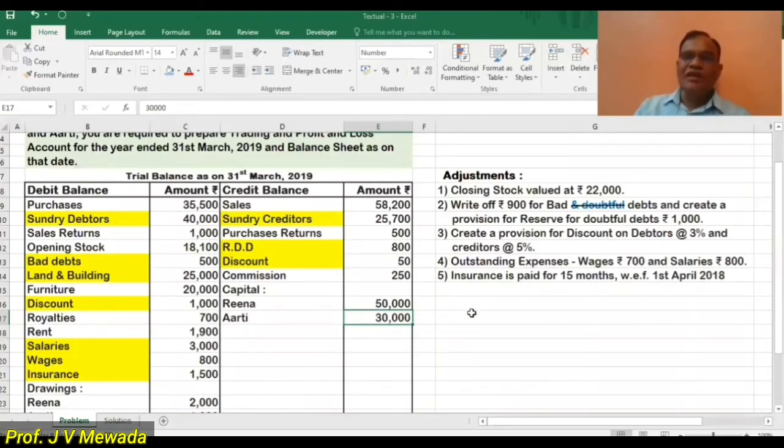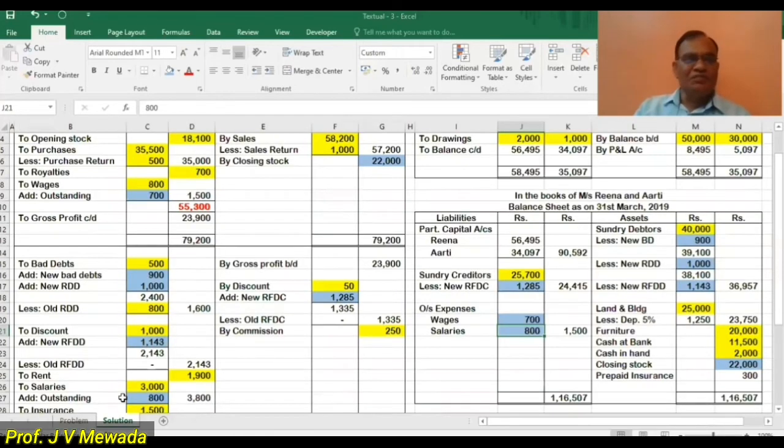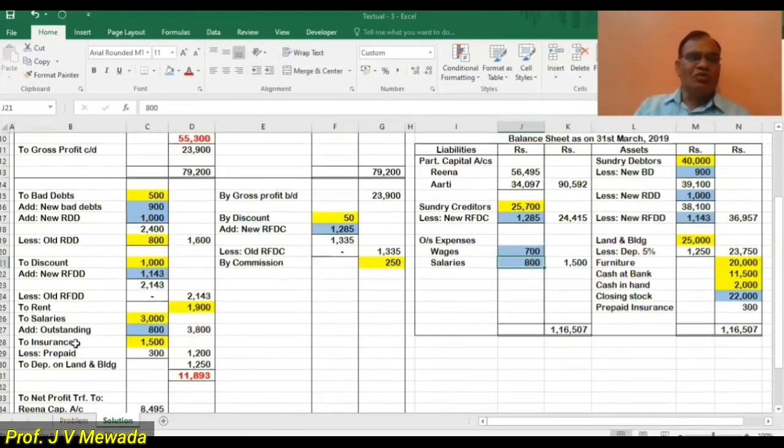Now insurance is paid for 15 months beginning from 1st April. So 1st April to 31st March is 12 months, and it is paid for 15 months. Means 3 months insurance is prepaid. So now the total insurance is 1,500. So for 1 month it is 100. So for 3 months it is 300. So 300 is subtracted. So prepaid insurance 300, and that 300 is shown on the asset side.